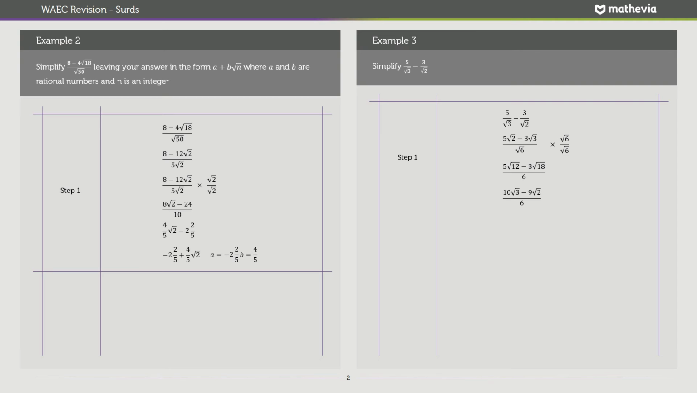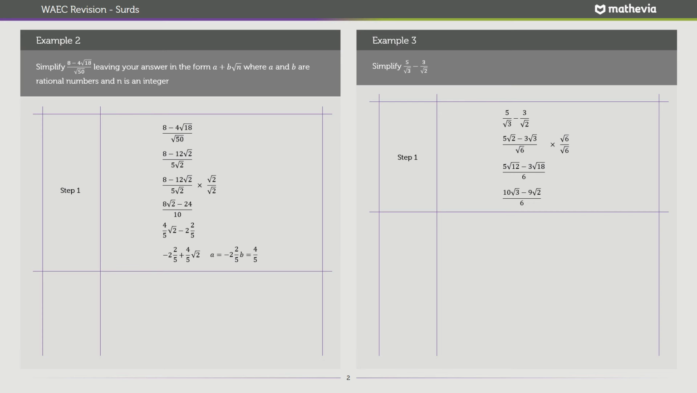When you simplify, you have 10 root 3 minus 9 root 2, okay? Because in root 12, you have 4 there, so you can simplify that to give you 2 root 3. Multiply that by 5 gives you 10. And then similarly, you do the same for root 18. Root 18 would give you 3 root 2, times 3 gives you 9. So that's what you have there. And yeah, that's it. Basically simplified: 10 root 3 minus 9 root 2, divided by 6.